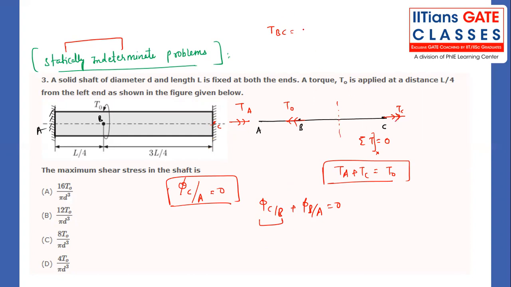What is the torsion in BC member, my dear friend? Plus TC. What is the torsion in AB member? You have to check it out from either section, either left side or right side. Don't look at both the sides. So you can write minus TA.